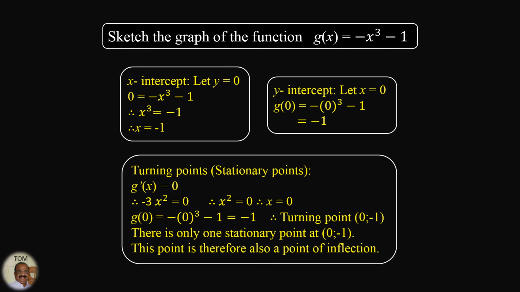So all repetitions, you see. Y coordinate, we get g of 0 is minus 1. Turning point, (0, minus 1). Look at that, only one turning point. When you have only one turning point, keep in mind that that turning point itself is our point of inflection, because we don't have two turning points here. So that is a difference in this question.